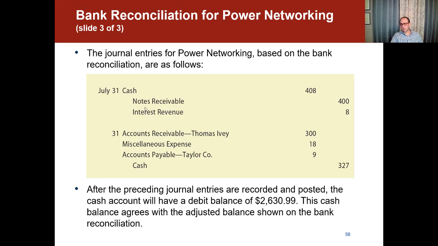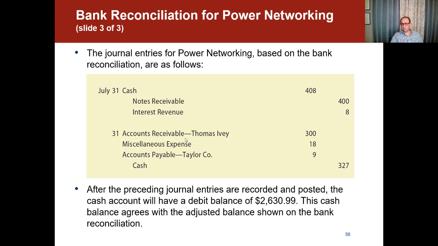So let's start first with the things that would increase our cash balance, which is the notes collected and the interest revenue. Since they collected the note, the note receivable is going to be credited. It's going to be on the credit side for $400. And then we also have interest revenue for $8. These two values are going to increase our cash. So our cash is going to be debited for a total of $408. Remember, interest revenue likes the credit side, so that's why we're recording the revenue on the credit side.